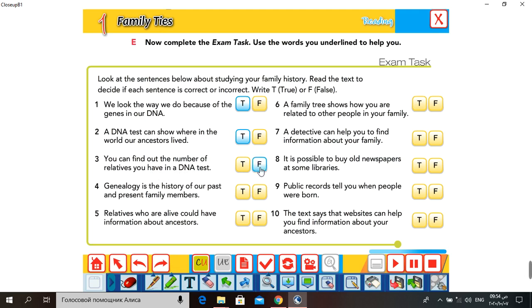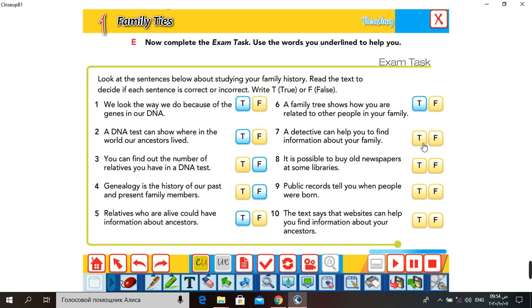Number 4, genealogy is the history of our past and present family members. Is this true or false? No, it's false. Number 5, relatives who are alive could have information about ancestors. Is this true? Yes, of course, you can find out about your family's past. Number 6, a family tree shows how you are related to other people in your family. Is this true or false? Yes, it's true. It can show.